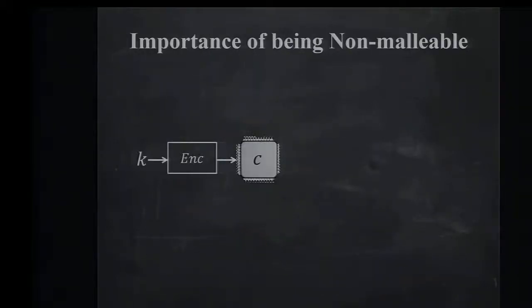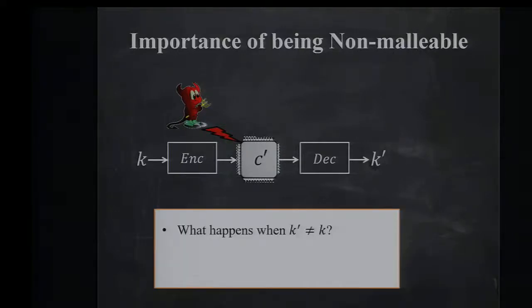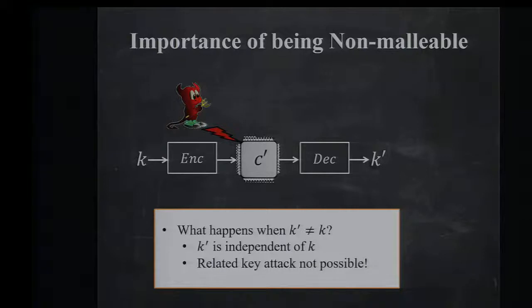So why is it useful to have this property? Let's go back to the digital signature and see what happens. If instead of storing your key directly, you store a code word, now the adversary that's tampering with the system will end up tampering with this code word. The adversary can modify C to C prime, and when you decode, you recover a K prime. And what happens after that? Non-malleability tells you that K prime is independent of K, and because it's independent of K, a related key attack is no longer going to be possible.